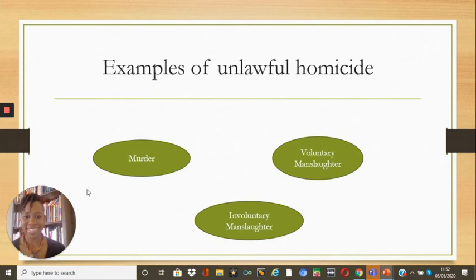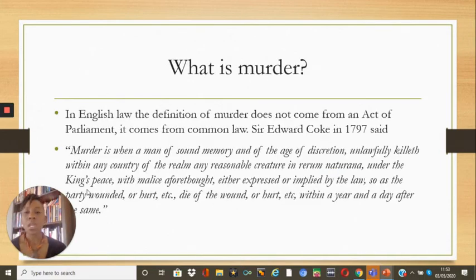And examples of unlawful homicide, of course, are murder, involuntary manslaughter, and voluntary manslaughter. Killing of another human being, but it is not permitted by law.